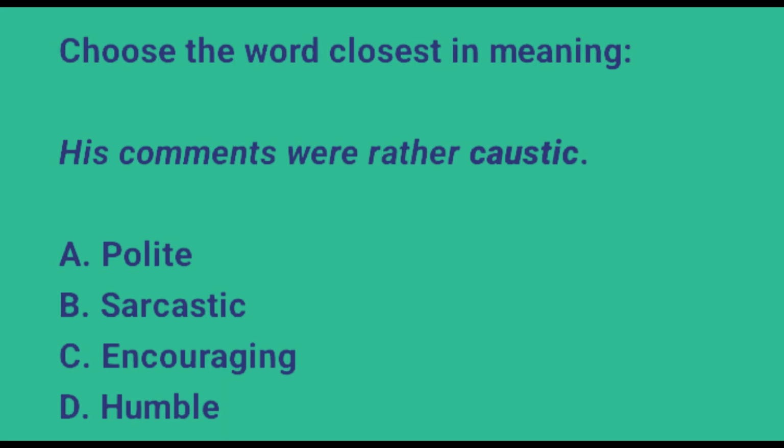So let's break down the options. We have option A, which is polite. Polite is opposite in meaning. We have option C, encouraging. It is positive, but it is opposite in meaning. We have option D, humble. Humble is unrelated. It's not related to this at all. The correct option there is sarcastic. It is the closest in meaning to the word caustic.